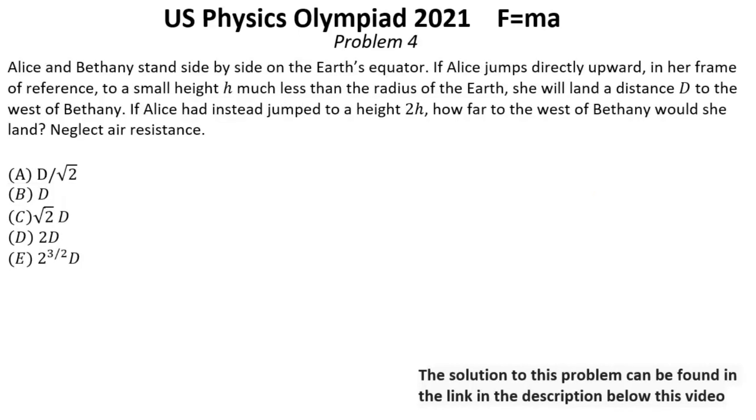Problem number 4. Alice and Bethany stand side by side on the Earth's equator. If Alice jumps directly upward in her frame of reference to a small height h, much less than the radius of the Earth, she will land a distance big D to the west of Bethany. If Alice had instead jumped to a height 2h, how far to the west of Bethany would she land? Neglect air resistance. Solution for problem number 4.